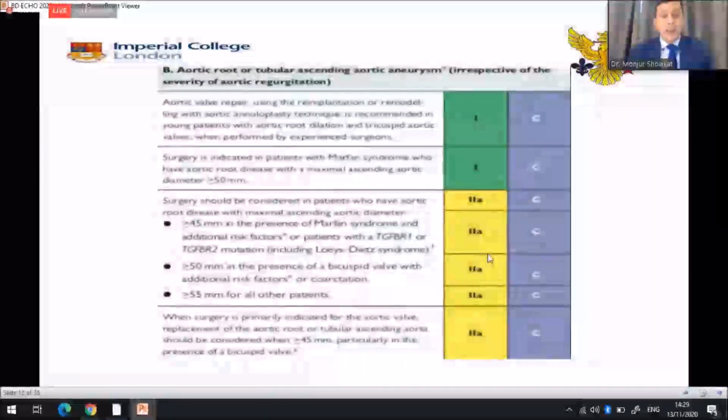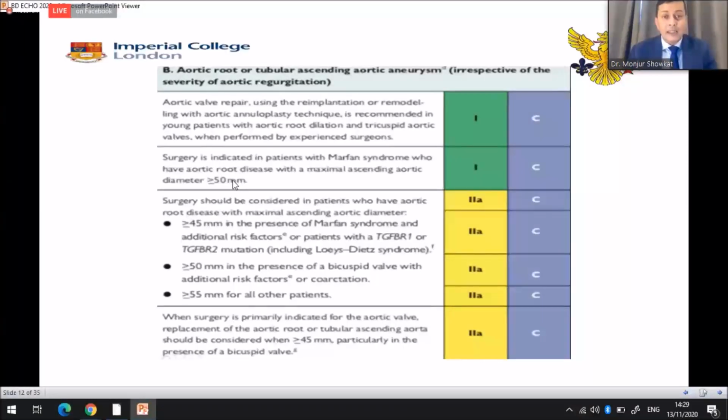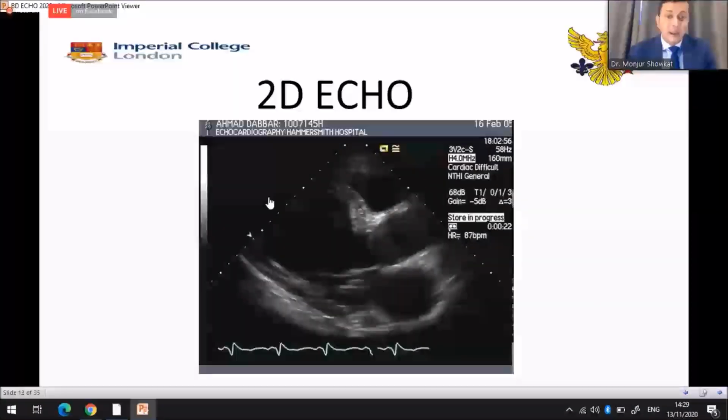Now, moving to the next slide, again in the guideline, it says when an aortic root diameter is more than 50 millimeters. Now, going to this echo now.